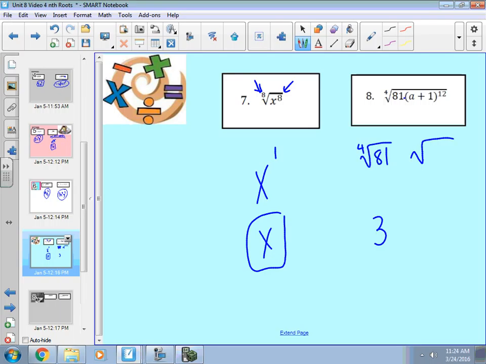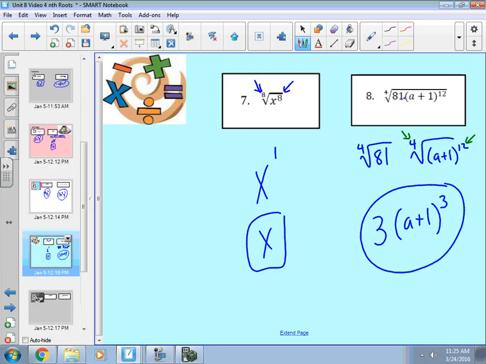Now we got to also figure out what's the 4th root of this. Well, notice there's a power here and a root. So anytime there's a power and a root, you want to divide those. 12 divided by 4 would be 3. So then it would be a plus 1 to the 3rd power. There's your solution.